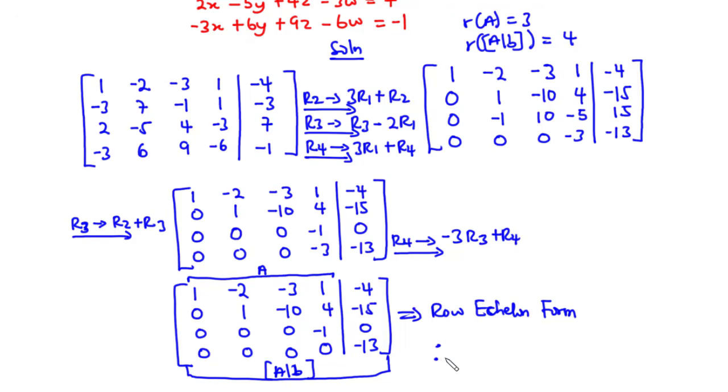Therefore, since the rank of A is not equal to the rank of the augmented matrix AB, we say that the system is not consistent, or better still, the system is inconsistent.